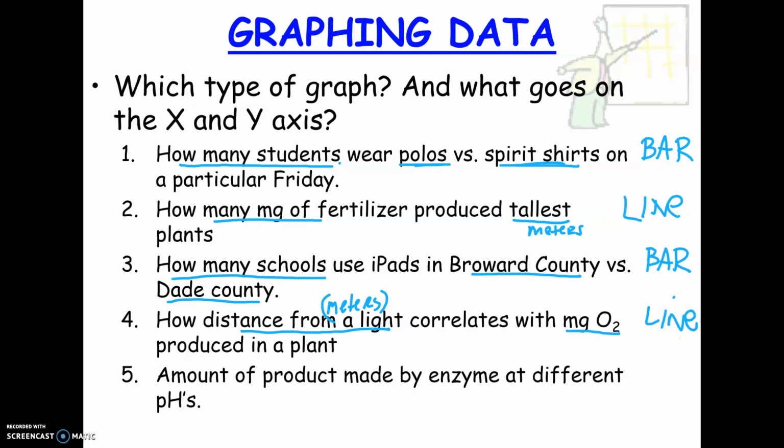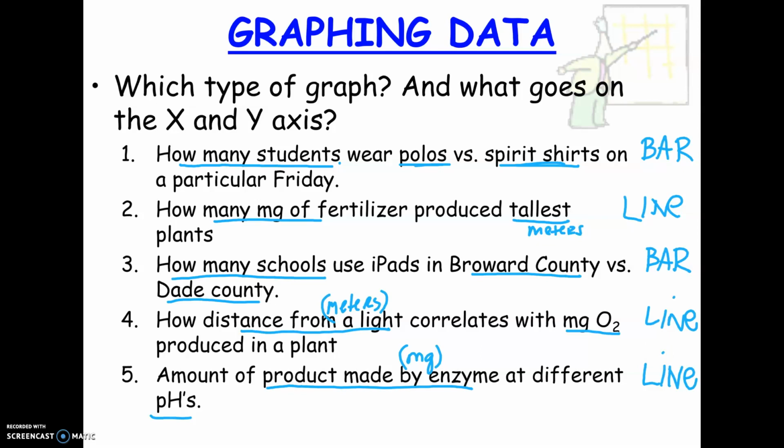And our last one, the amount of products made by an enzyme, let's just say that that's going to be maybe milligrams at different pHs. A pH would be a number, 1 to 14. The amount of product is also a number, so this would also be a line graph. So hopefully that helps with distinguishing which type of graph you should make.